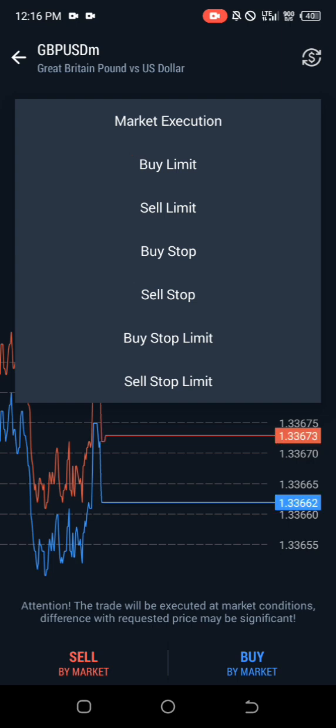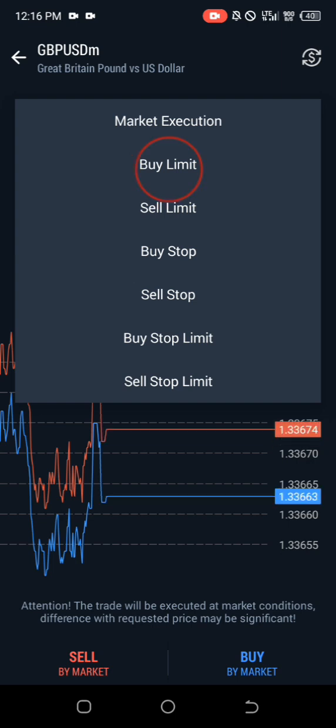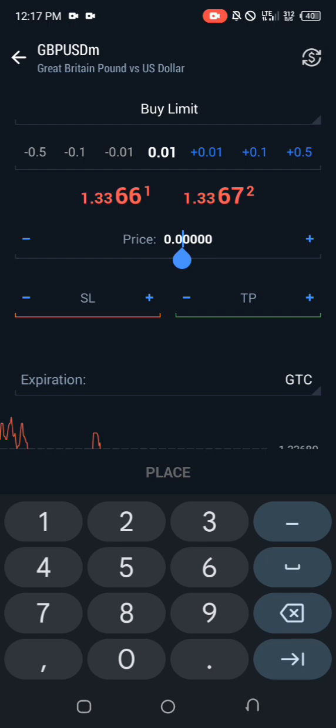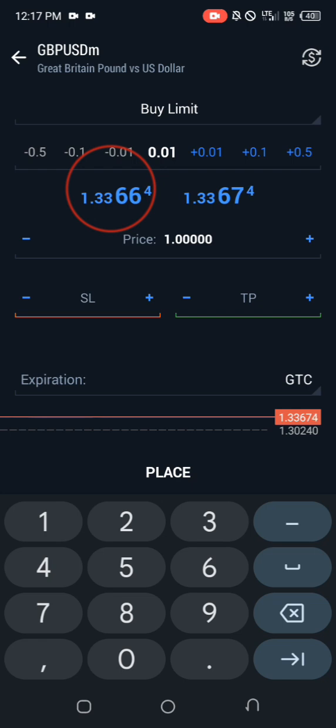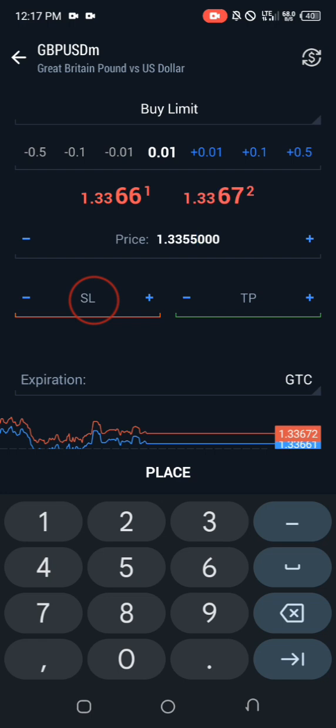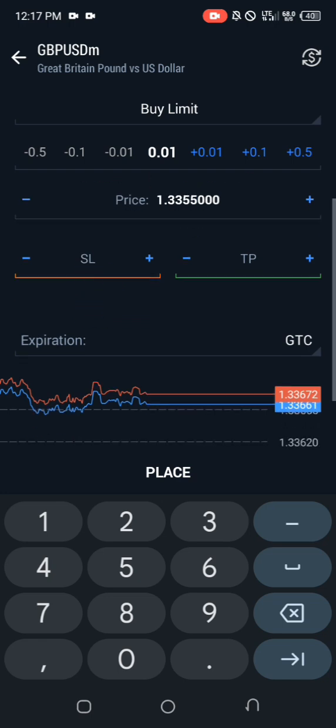So let's first check buy limit. When you click on buy limit, you can see there's additional stuff here, price, which means you can enter the price you want to enter the market. That is the price you want to buy. This is a buy limit order. You can see the current market price here. You enter the price you wish to buy, and it should be lower than the current market price. When you enter this price, you can see 1.3355.